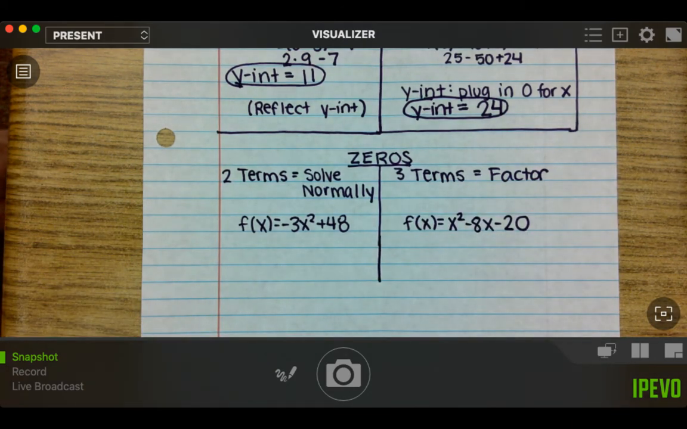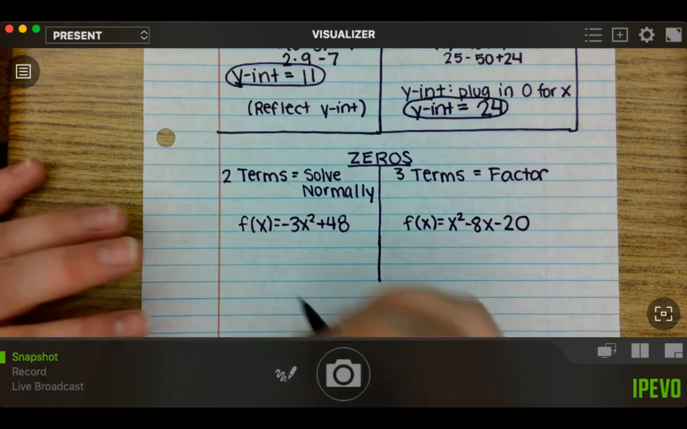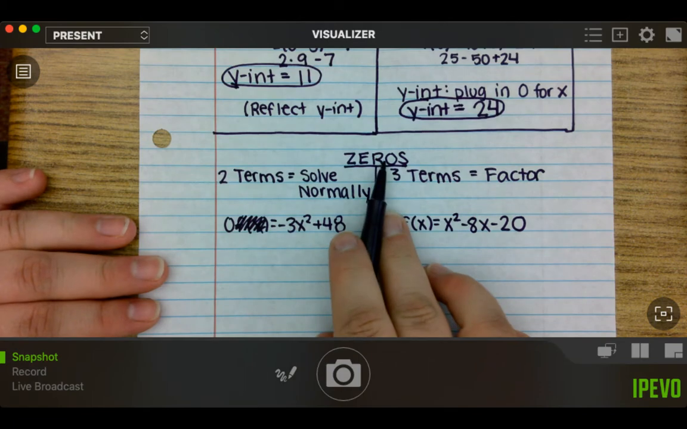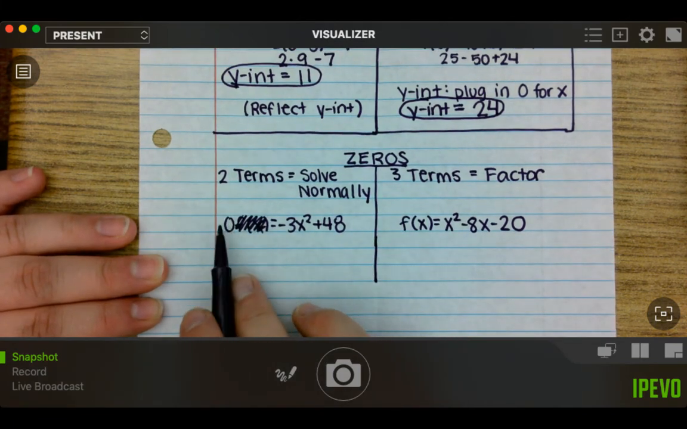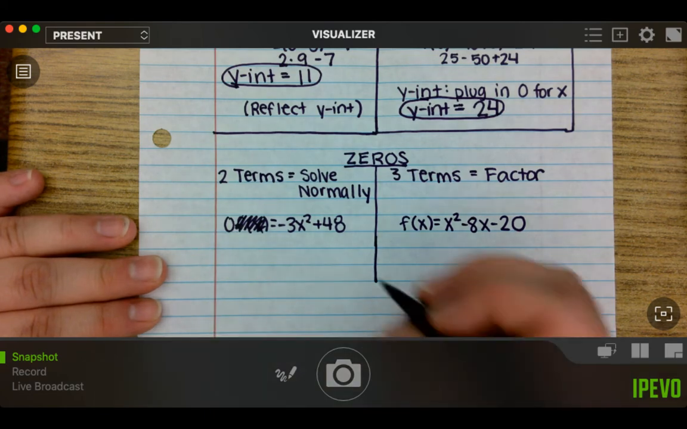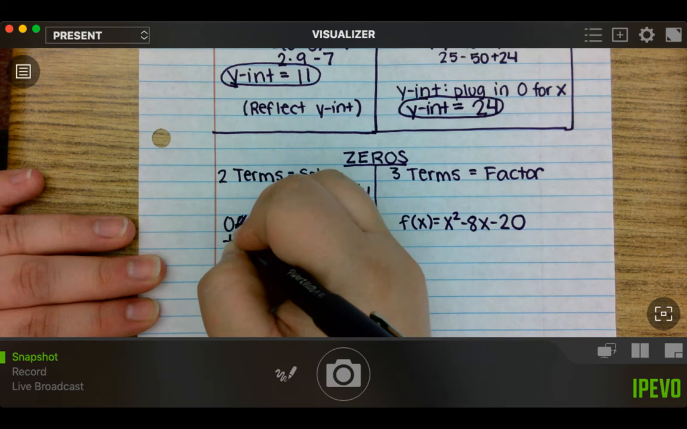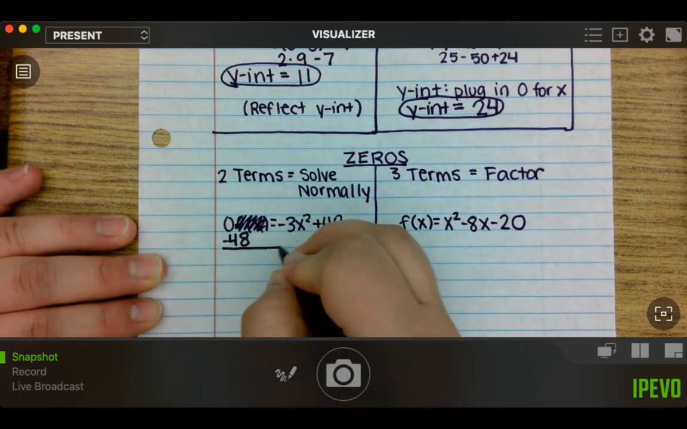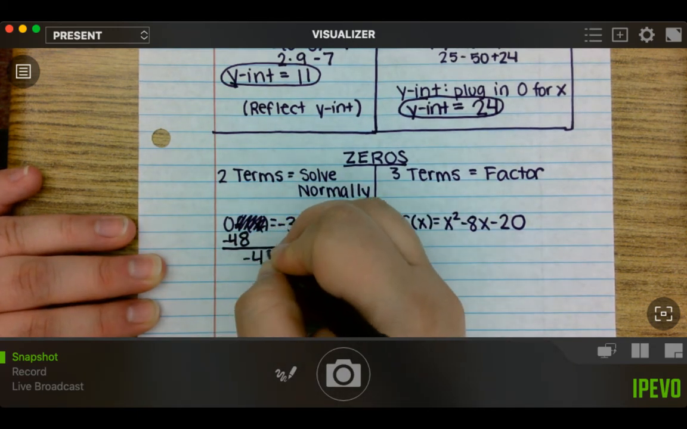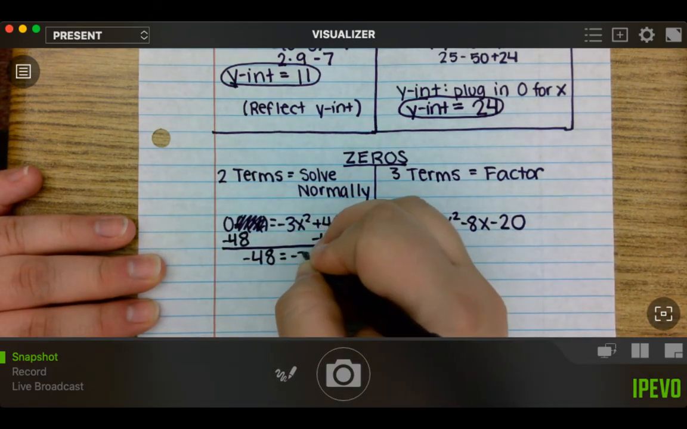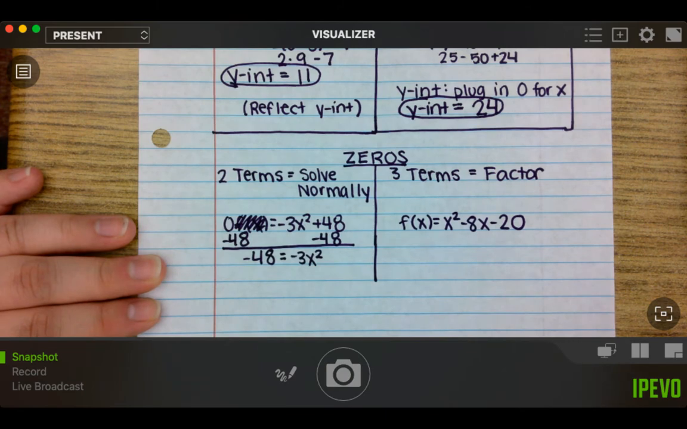Okay, so here's what I mean by solve normally. This side should just be 0 now. That's what it means when we're finding the zeros, is f of x is 0, or y is 0. Then you want to get x by itself, so subtract your 48 to the other side. Zero minus 48 is negative 48. We keep the negative 3x squared, but this positive and negative 48 cancel.